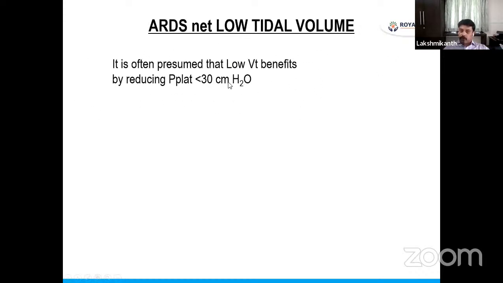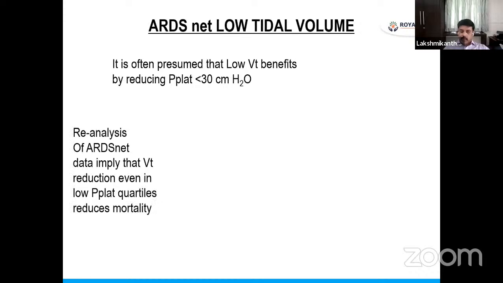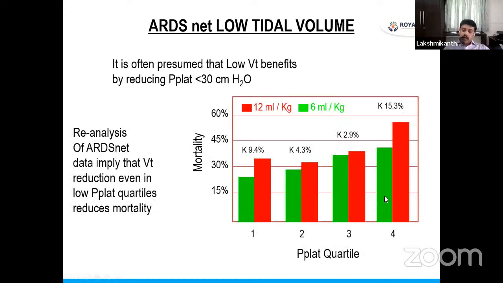This was a big discussion that was going on after this study, that the plateau pressure of less than 30, which was maintained with the tidal volume, was the most important factor for the mortality benefit. But later, in the reanalysis of the ARDSNet study, at different levels of plateau pressure, that is 20, 25, 30, and 35, they compared the two tidal volumes and found that at each level of plateau pressure, the mortality benefit was definitely better with the lower tidal volume when compared to the higher tidal volume.